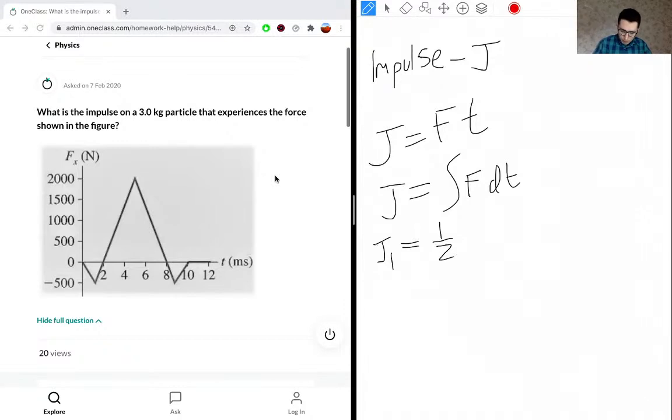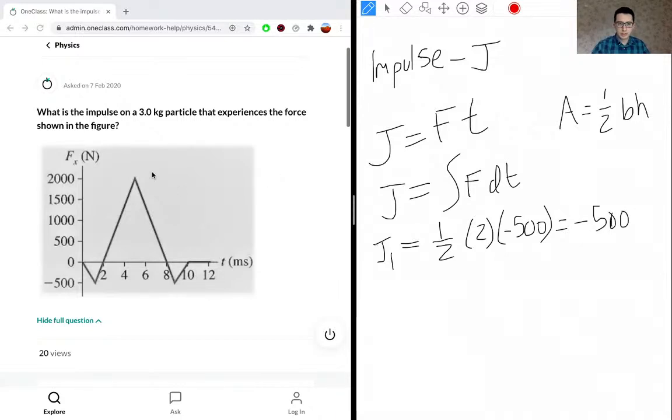So this will equal a half base times height for the area of a triangle. So the base here we know is 2 units. And the height here is negative 500. So this will give us just negative 500. We should pay attention to the units. This is in newtons and this is in milliseconds. So this is Newton milliseconds.